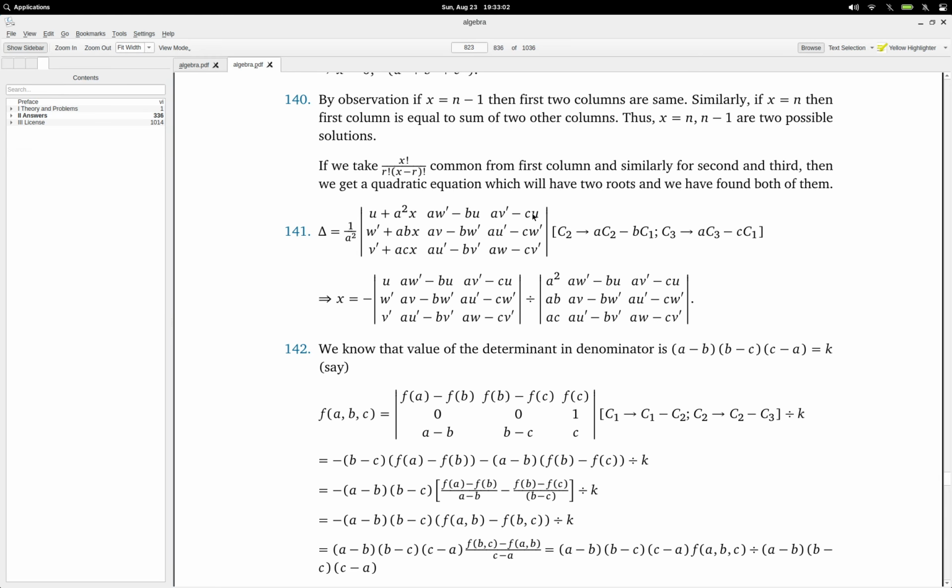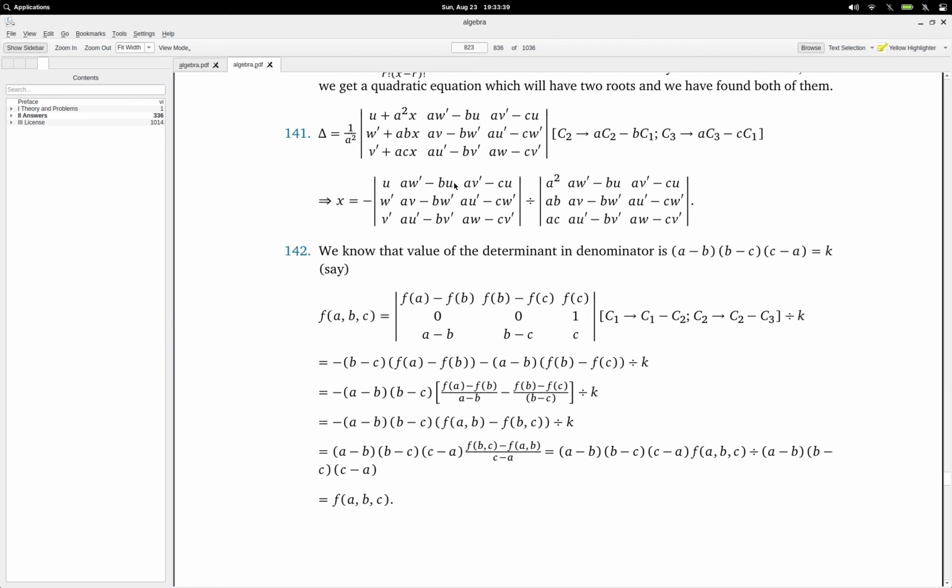And a square can be thrown to the right hand side, which is 0. We don't care about a square. Now once we have this, we can split this determinant on the first column in such a way that the first column of one of the parts will be u, w prime and v prime, that is this one, and the second one will have a square ab ac. So x we take out from this, so this plus x into this will be equal to 0. So x will be minus of this determinant divided by the other part of the split determinant.